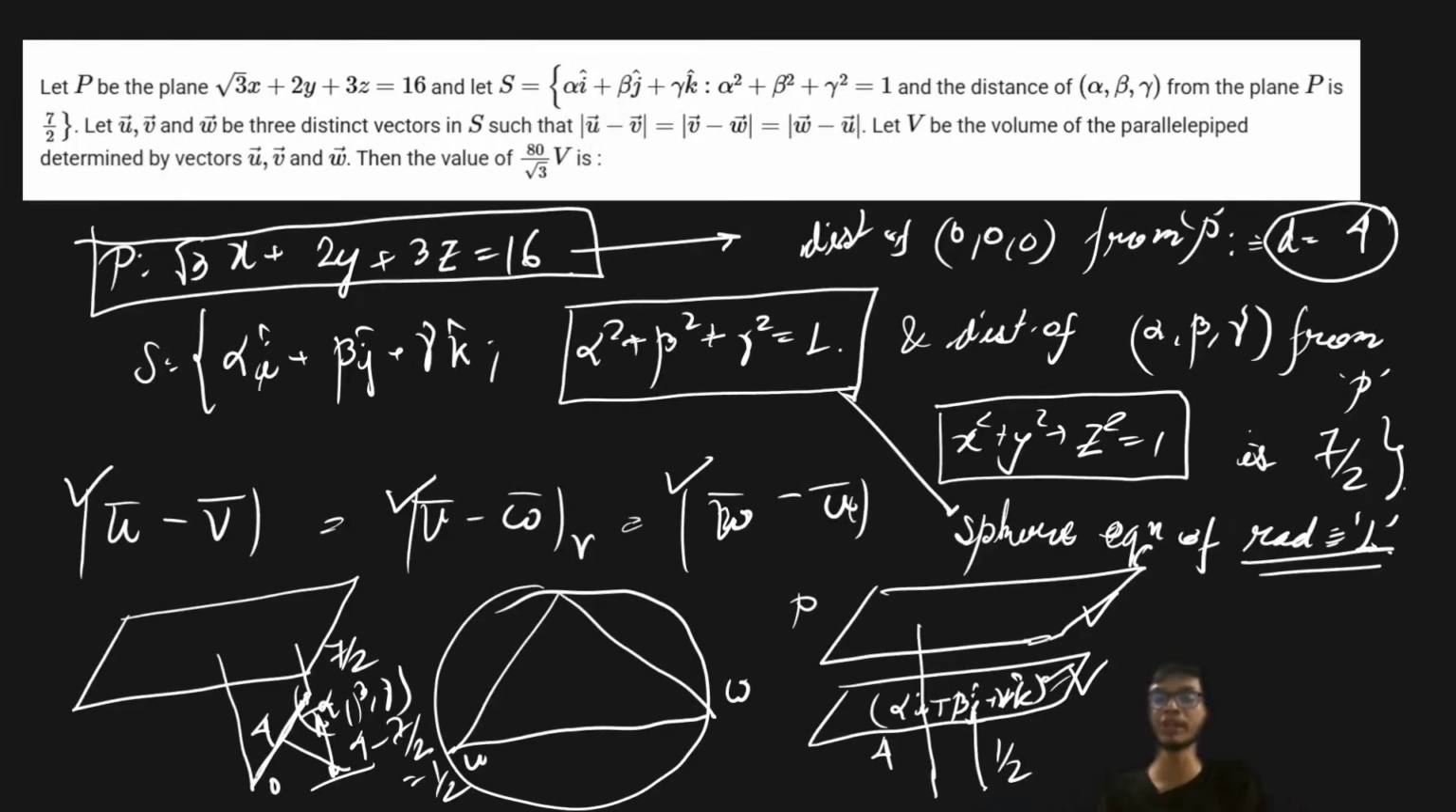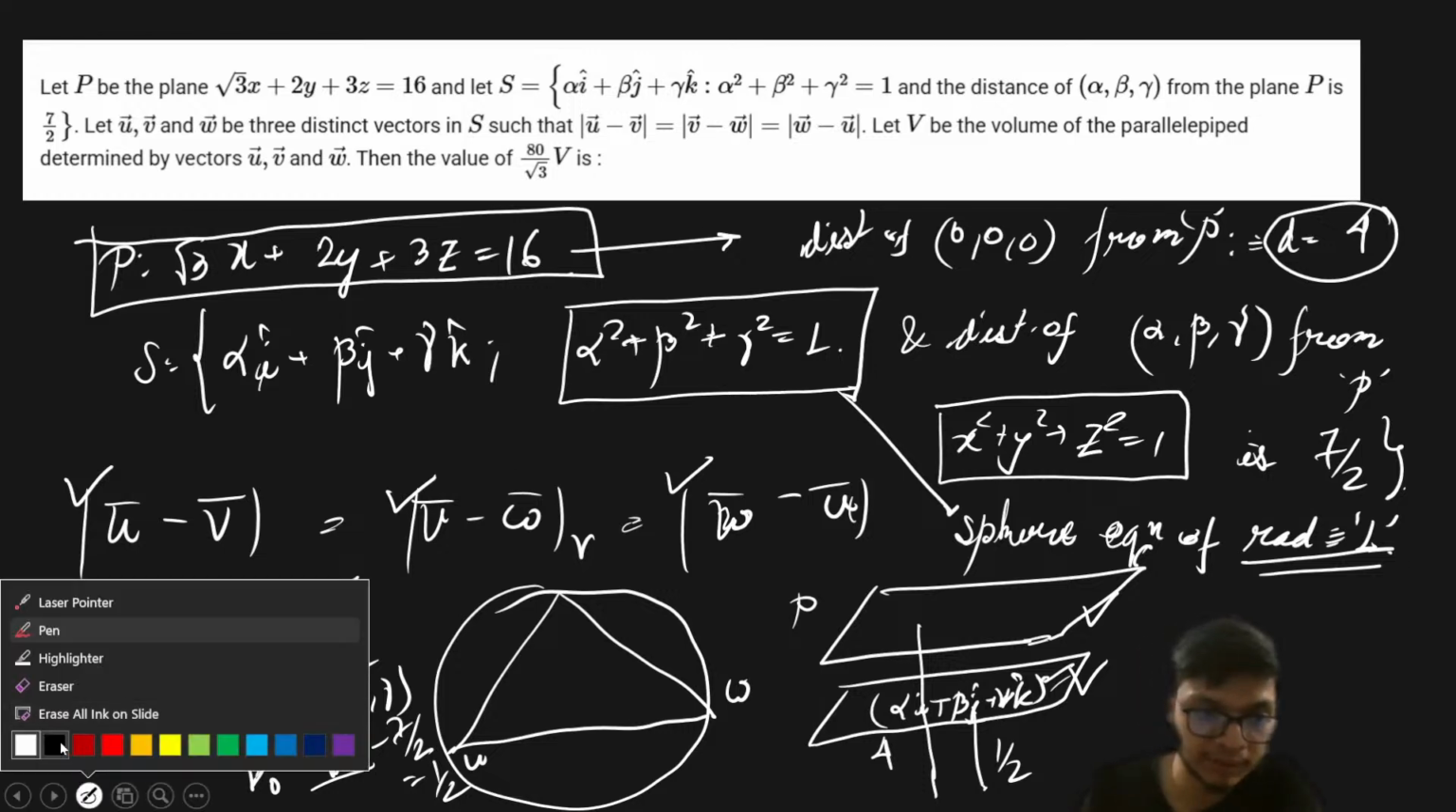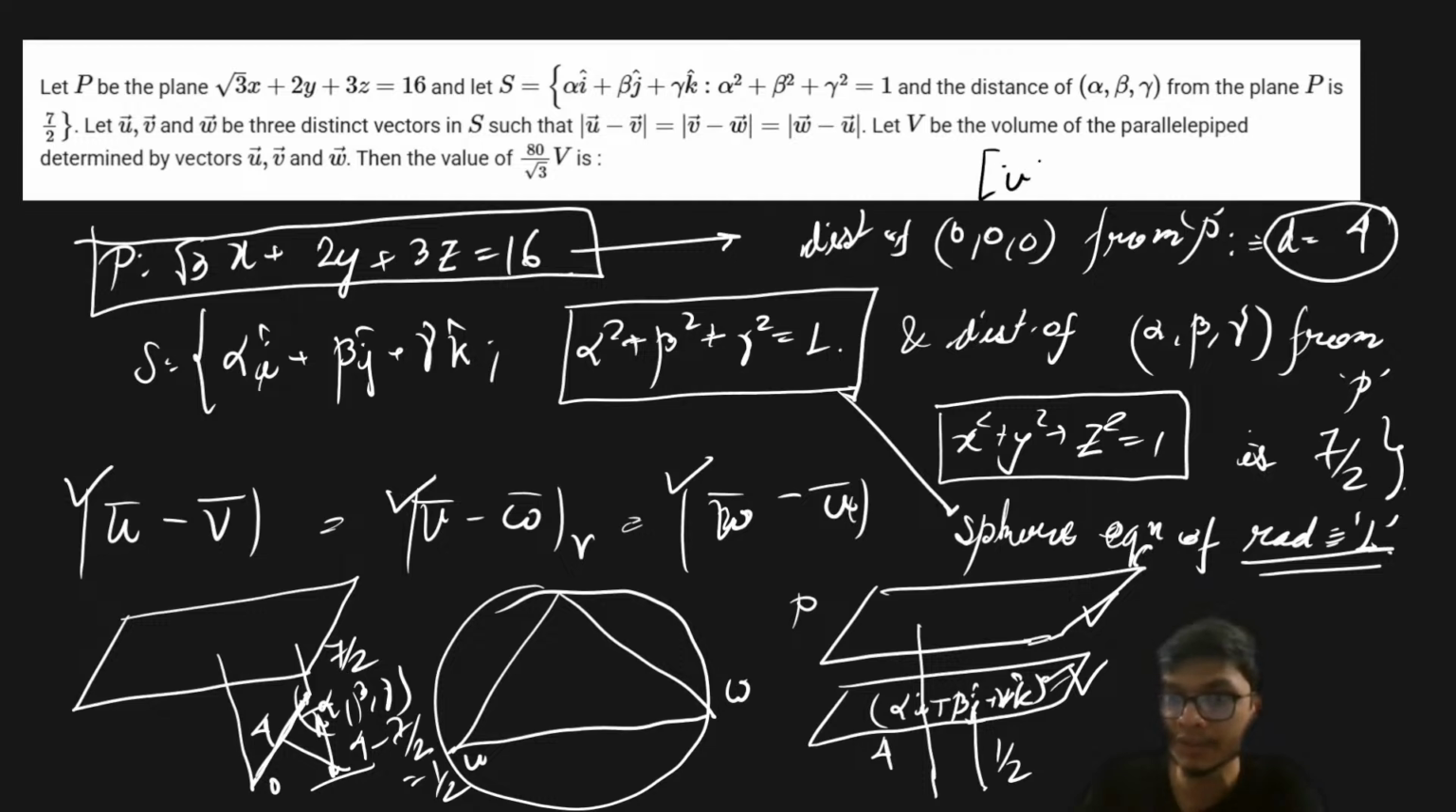You can always try to do the question in a bigger way, right? What is the bigger way? The volume of the parallelepiped is basically given as the scalar product, which is basically the box product of u, v, w, right? And in order to find the box product, what you can do is, I'm going to the next page over here.